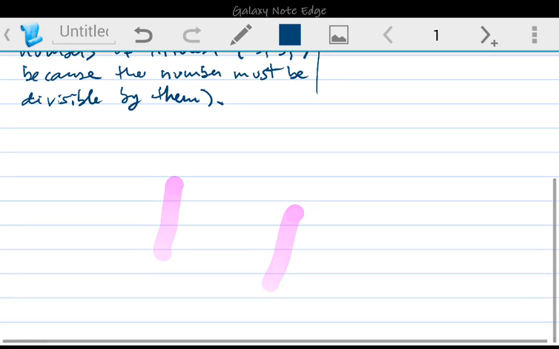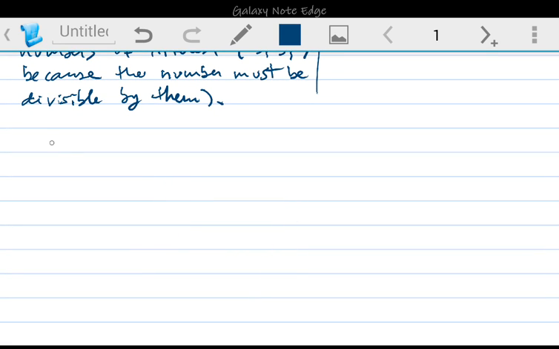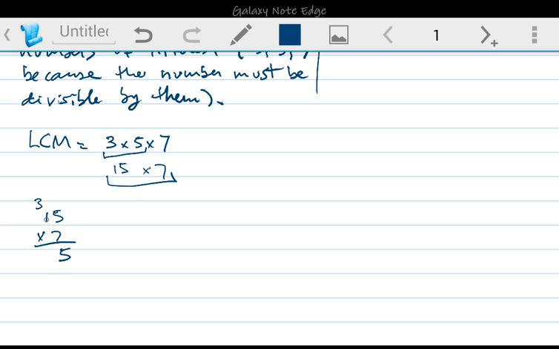Okay, so in this case, in order to compute the least common multiple, we're going to multiply 3 by 5 by 7. Okay, so we know that 3 by 5 is 15, and well, let's actually compute this. 15 by 7, 7 times 5 is 35, 7 times 1 is 7, plus 3 is 10. So the least common multiple is going to be 105.